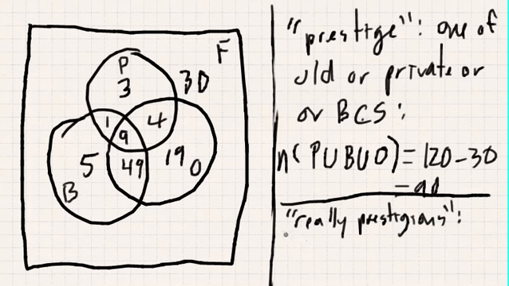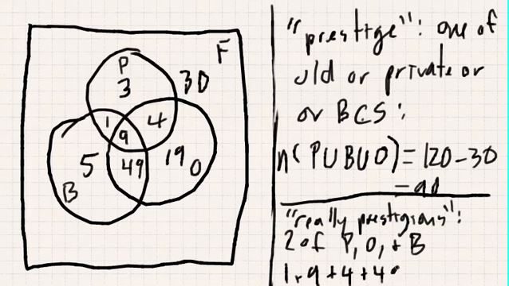How about really prestigious? Where here I mean at least 2 of P, O, and B. So you're either private and old, private and BCS, old and BCS, or all 3. Well, I would add up the numbers 1 plus 9 plus 4 plus 49. And what this adds up to is 50 plus 13. This is 63. So actually, since there are 120 total football teams, 63 of them fall into any 2 of these categories. It's kind of interesting that most of the football teams, in some sense, can say, "Oh, I'm cool because I'm private," or "I'm old," or "I'm BCS." Anyways, that's it.